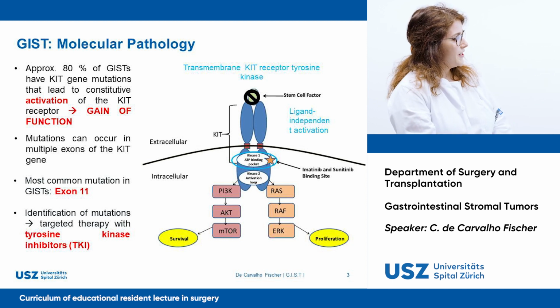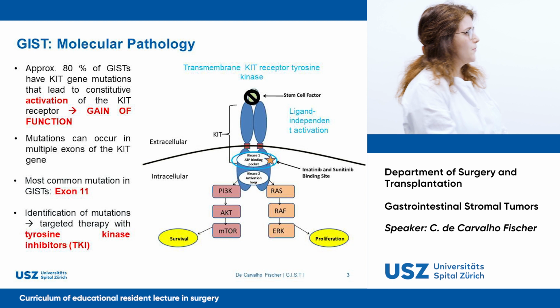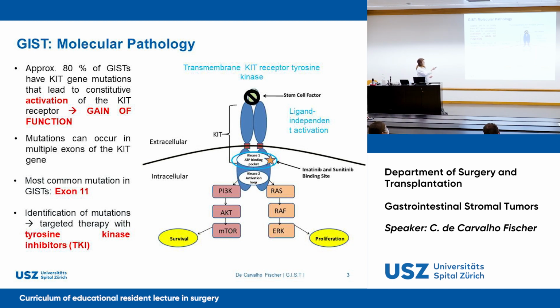The most common mutation in GISTs is exon 11. Why is this important? This is an ATP binding pocket in the intracellular portion of the receptor where tyrosine kinase inhibitors such as imatinib and sunitinib bind and stop the process.